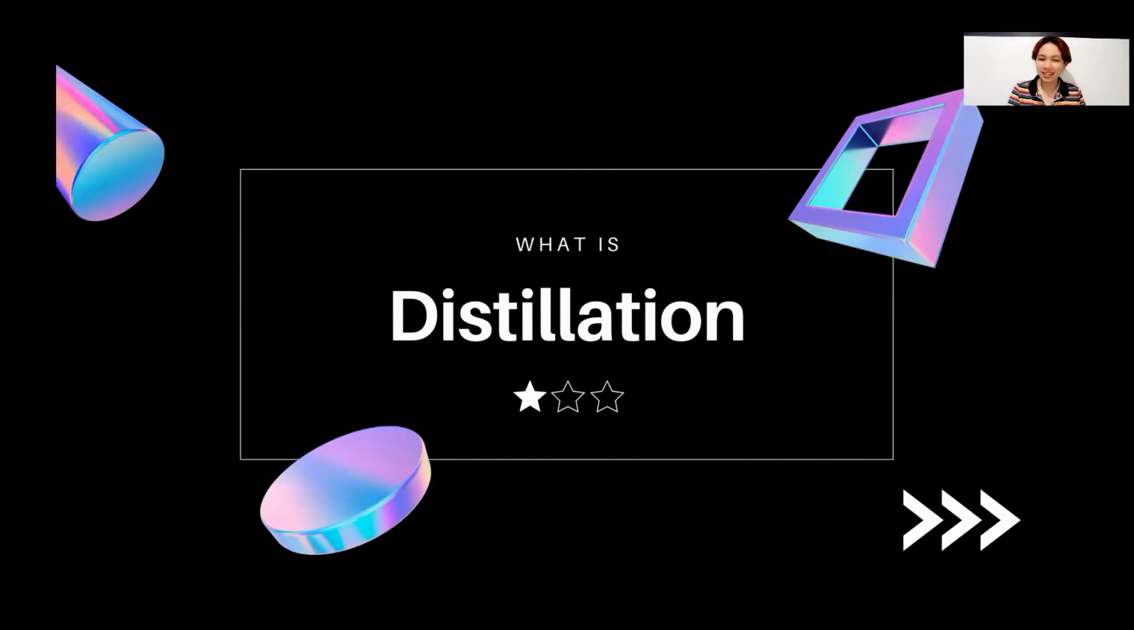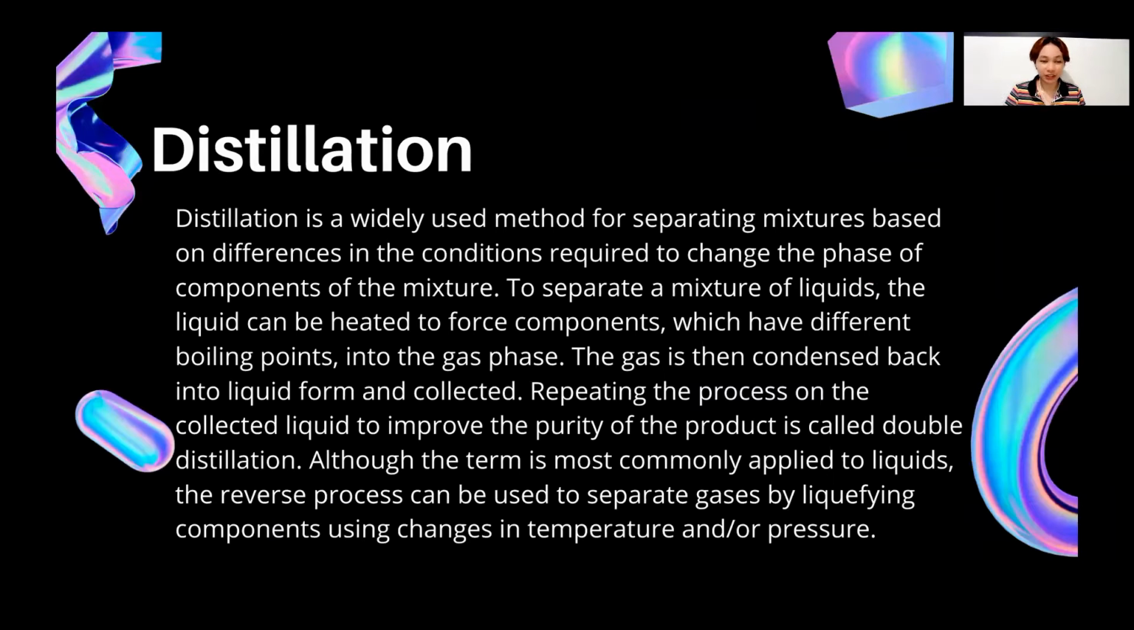So, what is distillation? Distillation is a widely used method for separating mixtures based on differences in the conditions required to change the phase of components of the mixture. To separate a mixture of liquids, the liquid can be heated to force components, which have different boiling points, into the gas phase. The gas is then condensed back into liquid form and collected. Repeating the process on collected liquid to improve the purity of the product is called double distillation.